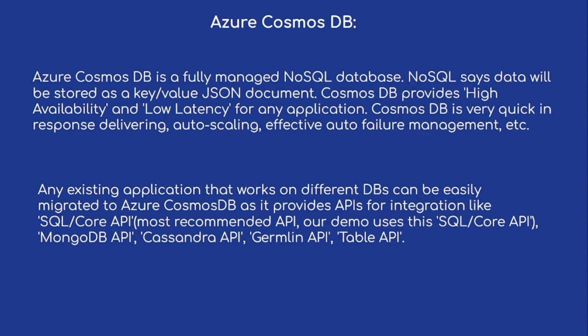Any existing application that works on a different database can be easily migrated to Azure Cosmos DB, as it provides APIs for integrations like the SQL Core API. If we are starting a new application and want to use Azure Cosmos DB, it is recommended to use the SQL Core API. Or, if you have already developed an application with a different backend, you can choose the MongoDB API, Cassandra API, Gremlin API, or Table API based on your existing database.